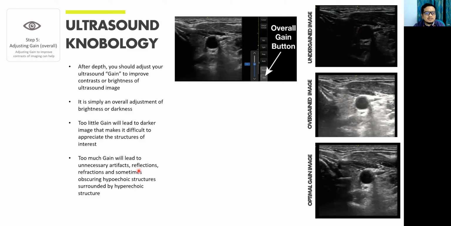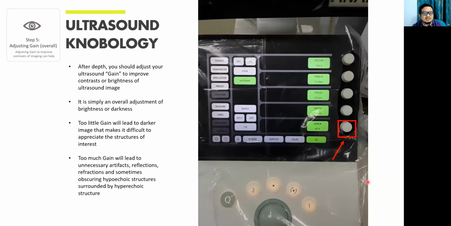Too much gain will lead to unnecessary artifacts, reflection, refraction, and sometimes obscuring hypoechoic structures surrounded by hyperechoic structures. So with an overgained image like this, sometimes there is a small vessel here. When you put the gain too high, it will obscure the small vessel right beside it, and you can't see it because the artifacts, refraction, and reflections are too much, obscuring the small hypoechoic structure. Optimal image is not too much and not too little. This is what we actually want in life for everything. Optimal, not too much or too little. So you can adjust the gain here in the BK ultrasound.